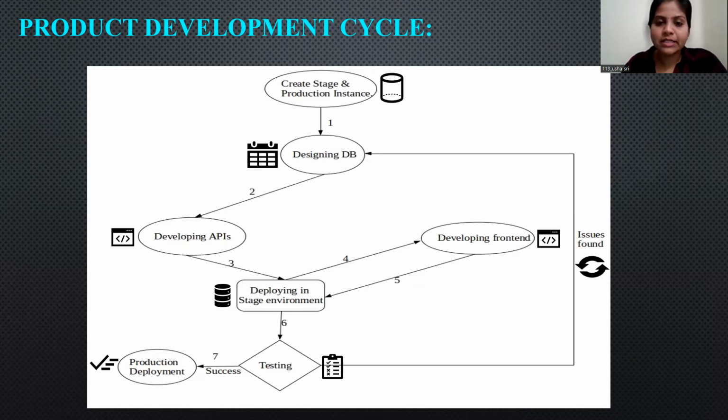The front-end team will integrate that, deploy it in the stage server, and we'll test it. If and only if there are no bugs, then we'll give those features to production. Otherwise, we'll check the DB design, any API crashes, and any condition failures in front end or back end, and we'll sort it out, deploy it in stage again, and test again. If it succeeds, then we'll go to production.